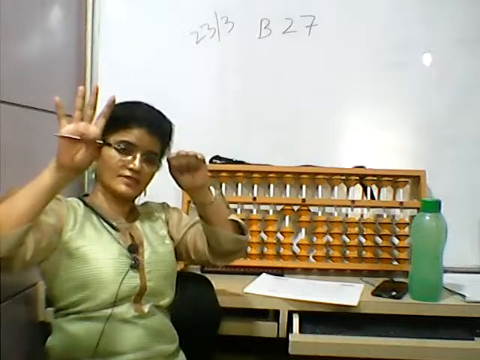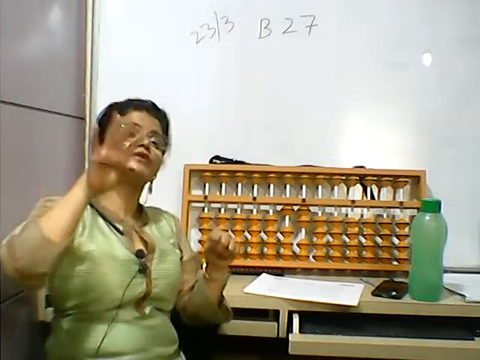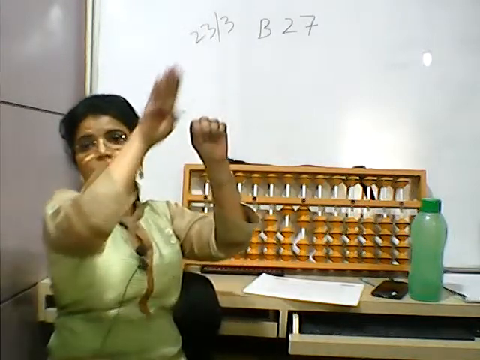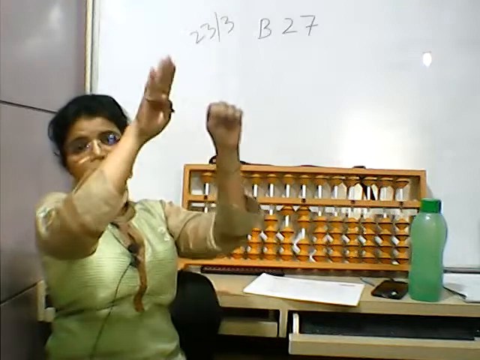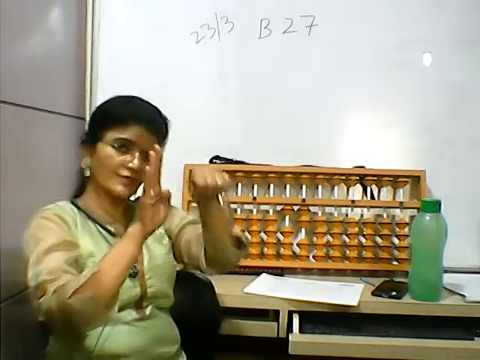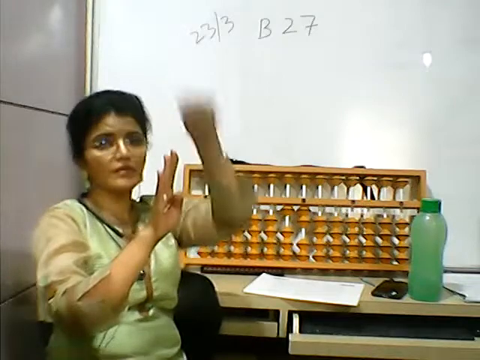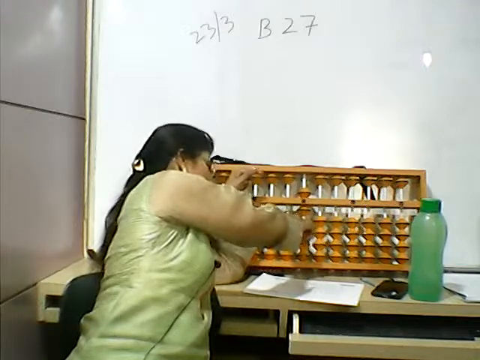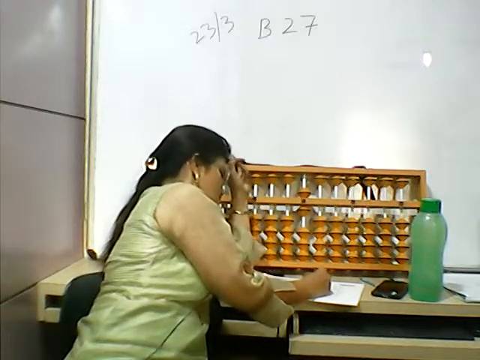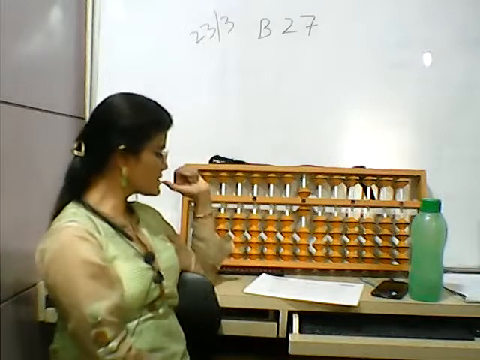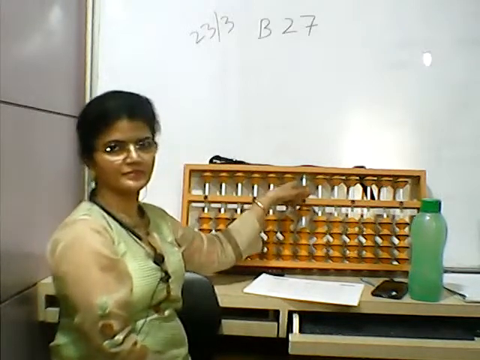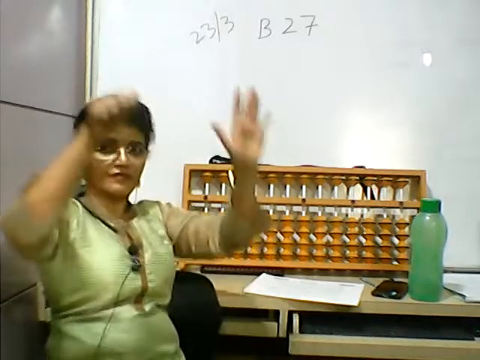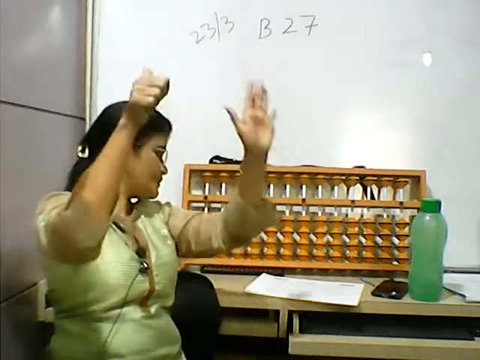Minus 6. Minus ki 6 ka friend plus 4. Plus 4 to nahi hai. So make complement. Minus 10 plus 5 minus 1. 10 down, 5 down, 1 down. That is 6. Sum number 7. 6. 5 and 1, close action.